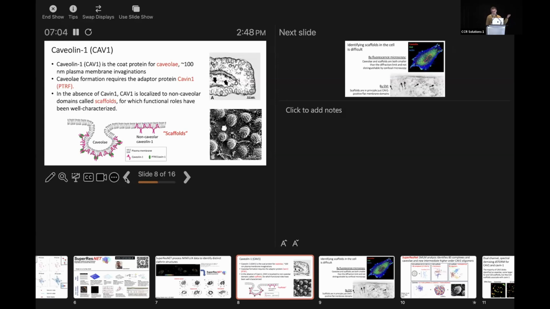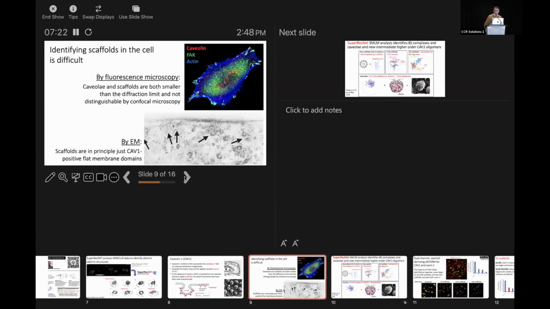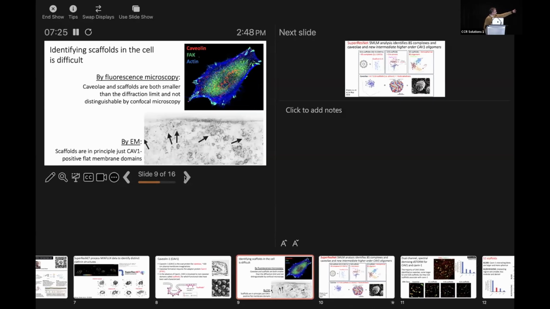But the issue was that we had a lot of data showing there were functional roles for caveolin independently of caveolae, independently of cavin-1. And this was happening in structures that we called scaffolds. The trouble was, how do you identify a scaffold? By fluorescent microscopy, in that image, caveolin is red. This is confocal, and you have a lot of dots. How do you know which dots are scaffold, which dots are caveolae? Very difficult. By EM, you can clearly see the gold labeling of the caveolae, but the other labeling is really diffuse and hard to decipher.